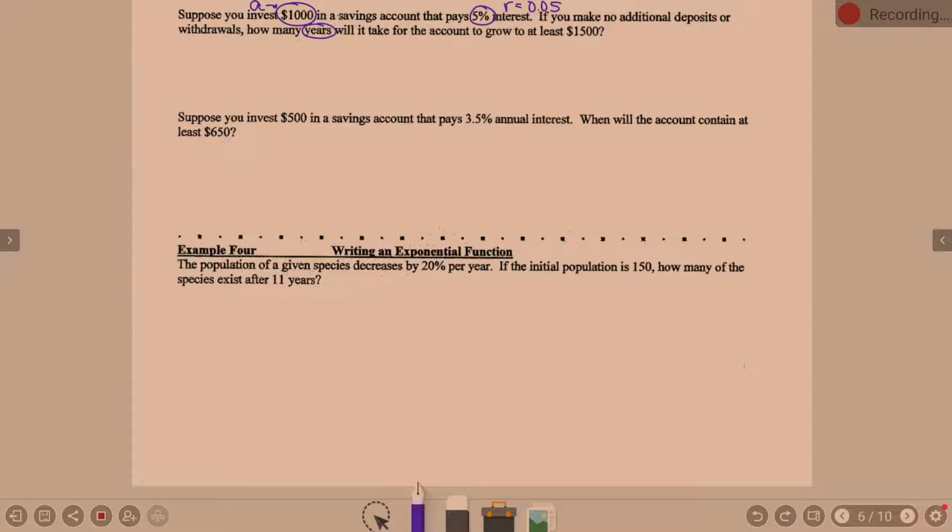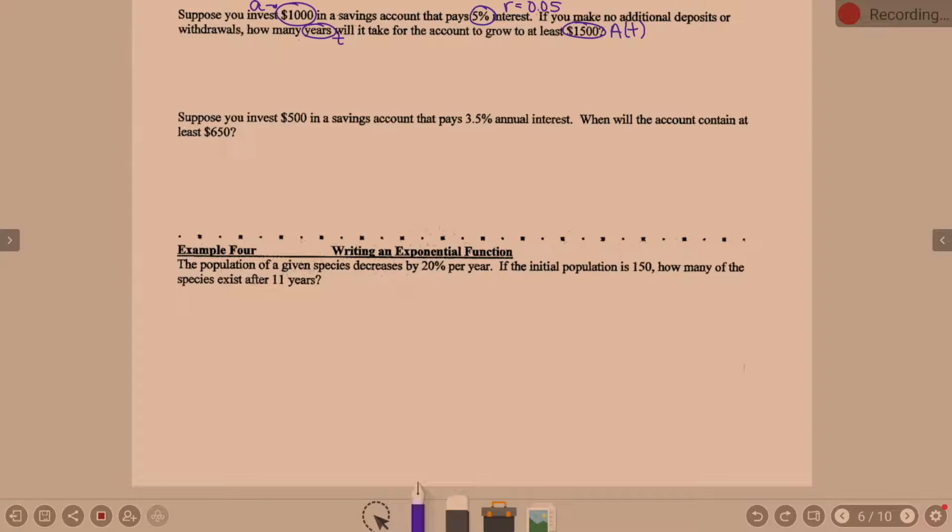If you make no additional deposits or withdrawals, how many years? What are they asking? They're asking us to find how many years. What's that going to be represented by? T. They're asking me to find T. So how many years will it take for the account to grow to at least 1,500? What is that 1,500 then? Our answer. It's normally our answer, yes. It's our answer after so many years. How about if I say it is A of T?